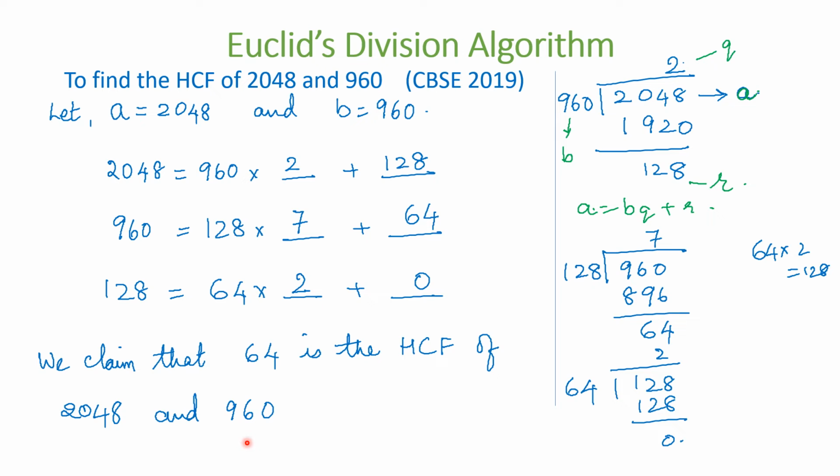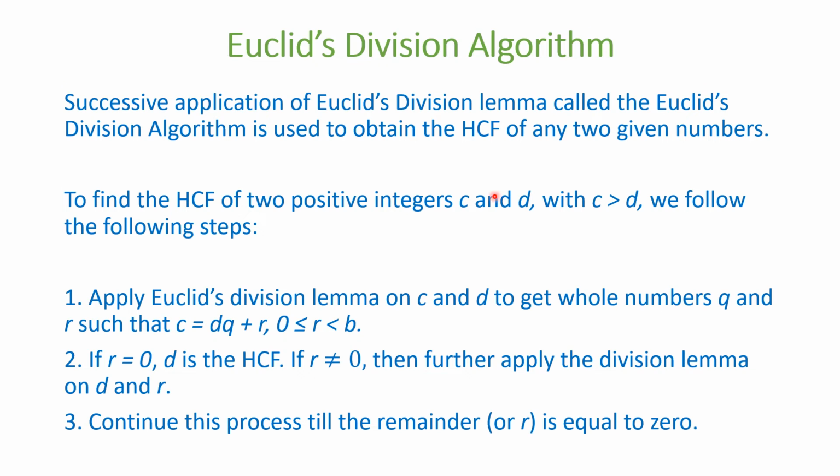So with this in knowledge, let me now write down the division algorithm. The successive application of Euclid's division lemma is called Euclid's division algorithm, and it is used to obtain the HCF of any two given numbers. To find the HCF of two positive integers c and d, with c greater than d, we will follow the following steps. First you apply Euclid's division lemma. If the remainder is equal to 0, then your divisor d becomes the HCF, and if it is not equal to 0, then we again apply the division lemma till we get the remainder equal to 0.